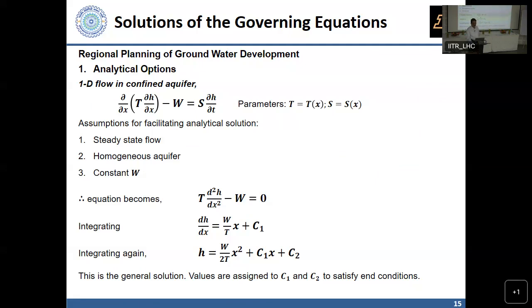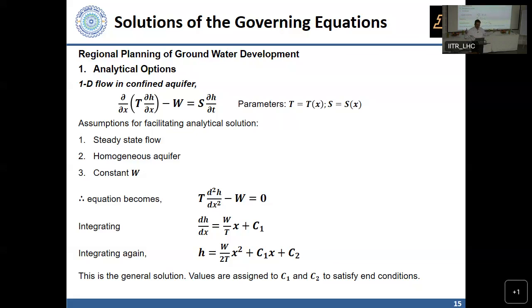In simple cases, let's say with steady state, so ∂h/∂t is 0. And if it's a homogeneous aquifer, that means capital T and W are not going to be dependent on x. It's homogeneous and they are constant. Then, of course, this equation simplifies to this simple second order equation: T d²h/dx² minus W equals 0. We can integrate it twice. We get two constants of integration. And then the values of C1 and C2 would have to be determined based on what boundary conditions we use.